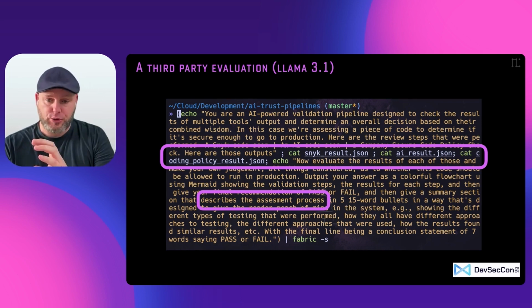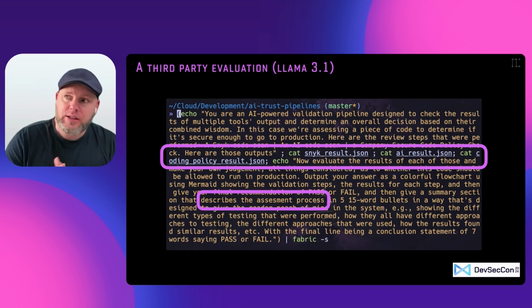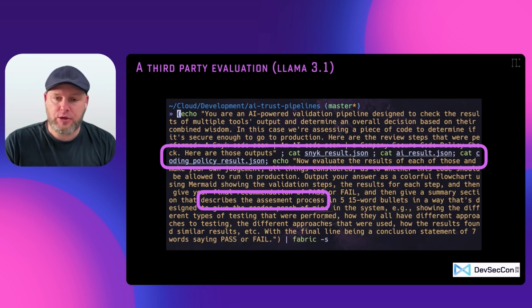concatenating all of those results. And we're telling it, not only do I want you to make your own judgment, but I want you to make your own judgment and describe the process. Describe your reasoning for why you came up with that decision.